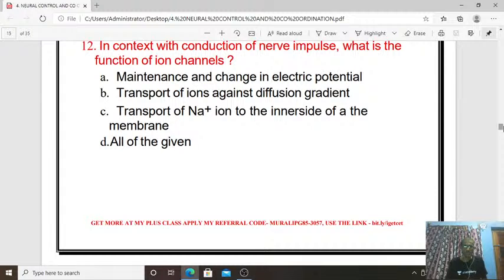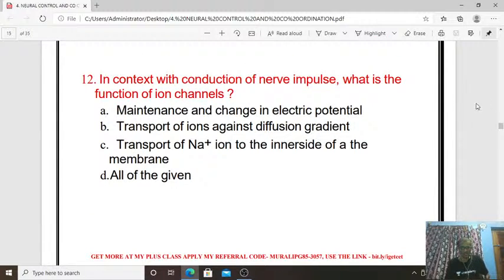In context with the conduction of nerve impulse, what is the function of ion channel? So the 12th one: maintenance and change in the electric potential, transport of ions against the diffusion gradient, transport of sodium ion to the inner side of the membrane, and all of the given. So D is the right answer for the 12th one. All of the given is the right answer, okay.